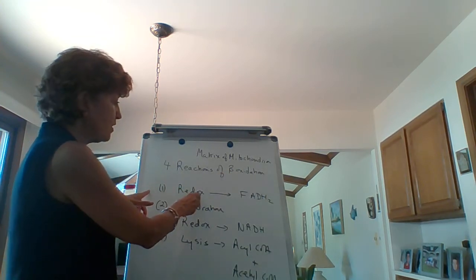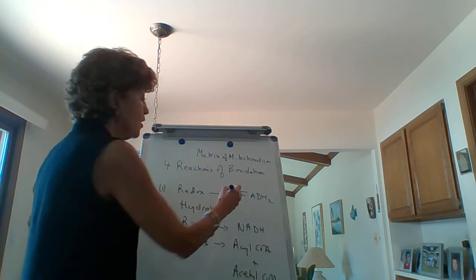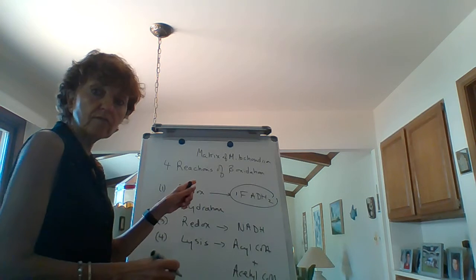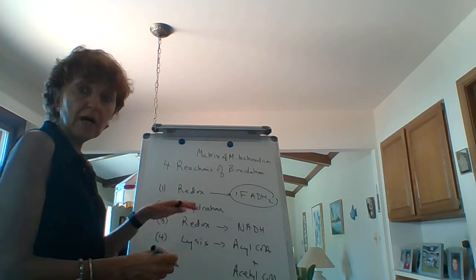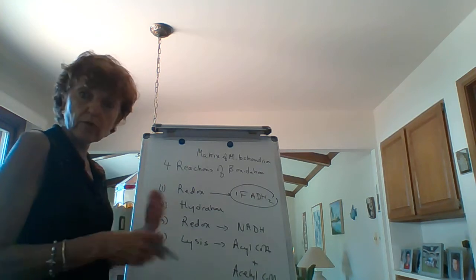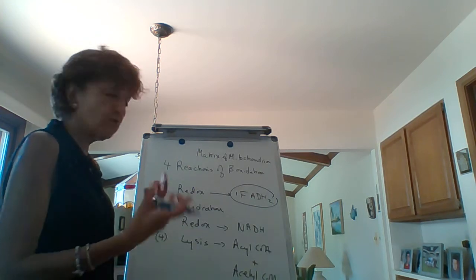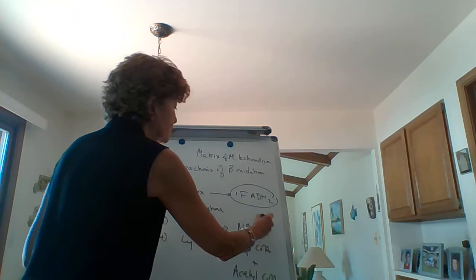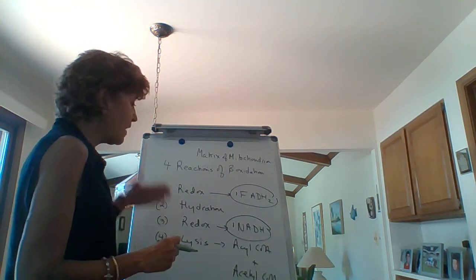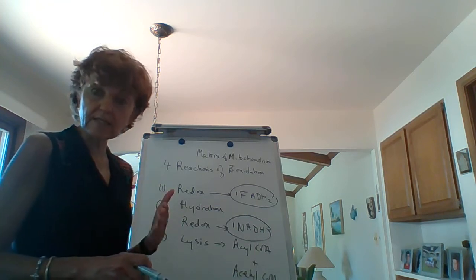It's going to go through a redox reaction where you produce 1 FADH2. This is in the matrix of the mitochondria. Then there's going to be a hydration reaction. And then the third reaction is another redox, a dehydrogenation. We're removing hydrogen and we're going to be producing 1 NADH. Okay? And then the last reaction is something called lysis.